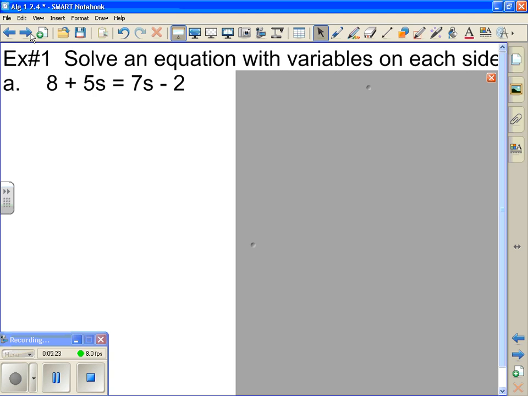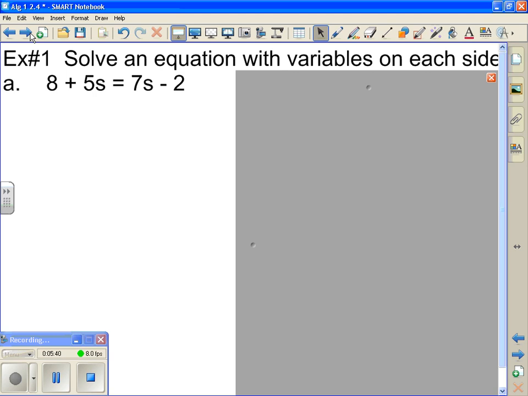If you notice, if we refer back to our steps, step 1 was to eliminate parentheses. Do you see any parentheses in this problem? That's right, there are no parentheses in this problem. So we'll move on to step 2.